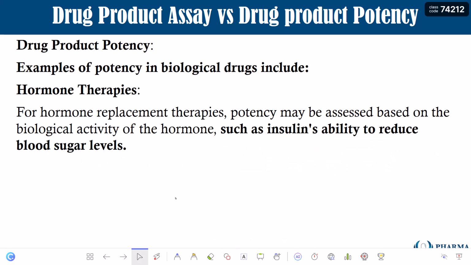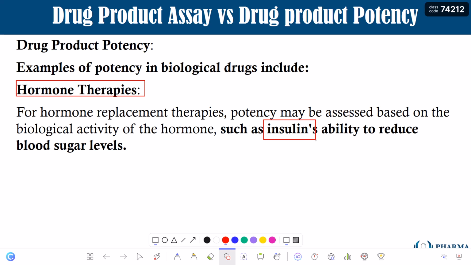The next is the hormone therapies. For replacement therapies, potency may be assessed based on the biological activity of the hormone. Let us talk about insulin, which has the capacity to reduce blood sugar levels. How this insulin is going to help in reducing the blood sugar is going to define the potency of the insulin-containing drug product.